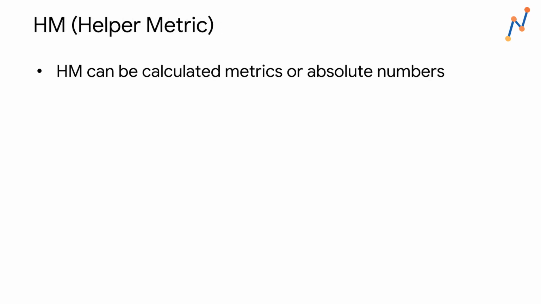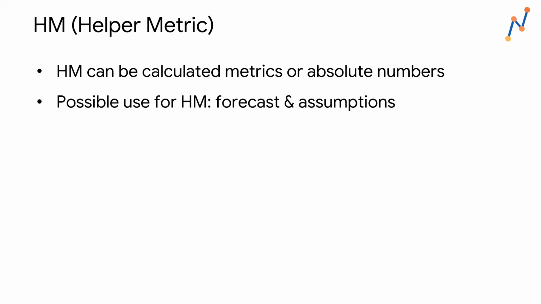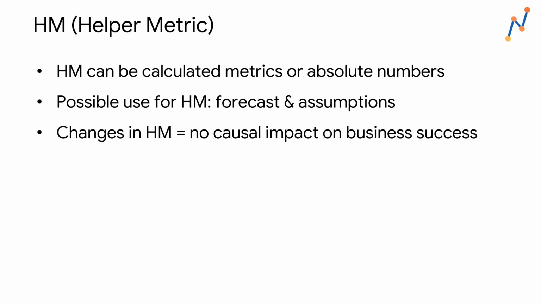Helper metrics can represent both calculated metrics or absolute numbers, and therefore be used for forecasts and assumptions only. An important feature of helper metrics is that there is no causal relationship with a change in helper metric to improvement or deterioration in business performance. For example, helper metrics can be the users on our website as an absolute number or the number of pages per session as a calculated metric. Neither of these have a causal impact on the business success if they rise or drop.